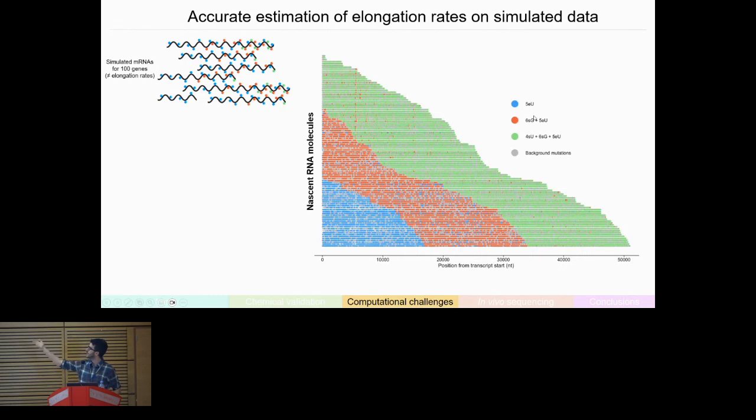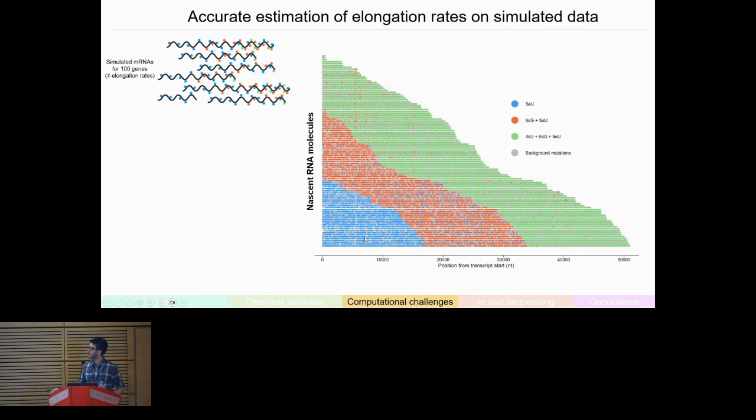So if you see green, that means that read was synthesized in the last portion of the experiment. But if you see blue, this is only 5-EU, for example. Then I chopped the reads and did size selection like you normally do in a library prep protocol. This is now how coverage looks. Now these are reads, not mRNAs anymore.